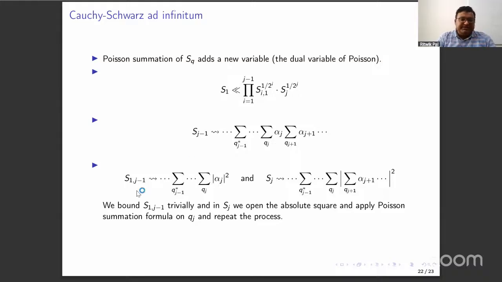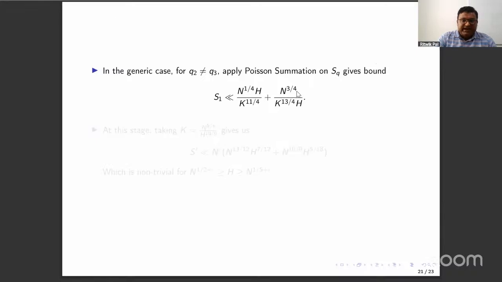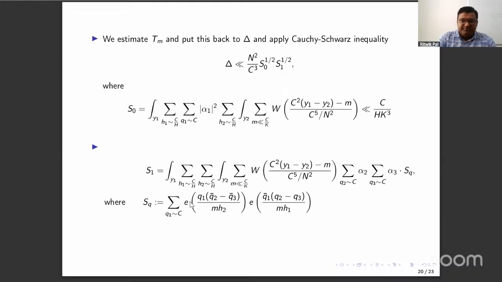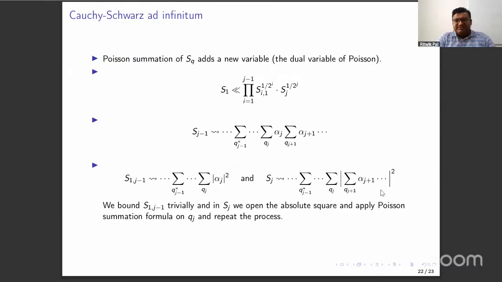Now we estimate the first term trivially. In the second term where alpha j plus 1 is there, we open up the absolute square. After that, another character sum like this SQ will appear, and we again apply Poisson on SQ. There will be a new dual variable due to this Poisson, and we apply the same trick again and again, repeating it iteratively ad infinitum.